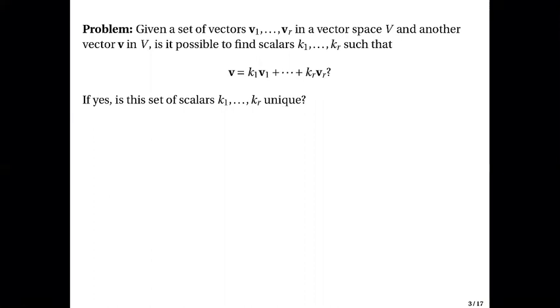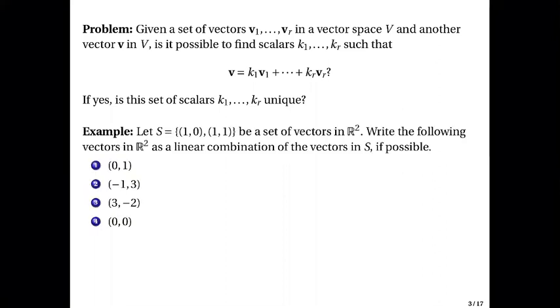Okay, so we will try to answer this in this lecture and possibly on the next lecture. But let us look at some examples here. So let us consider the set {(1, 0), (1, 1)}, a set of vectors in the vector space R2. Then let's write each vector here in R2 as a linear combination of the vectors here.